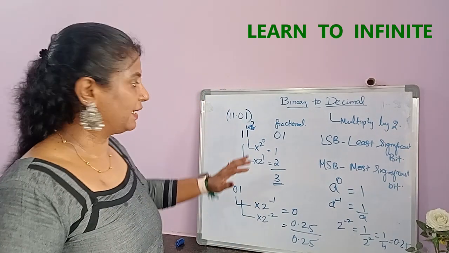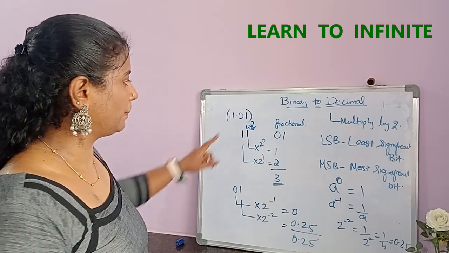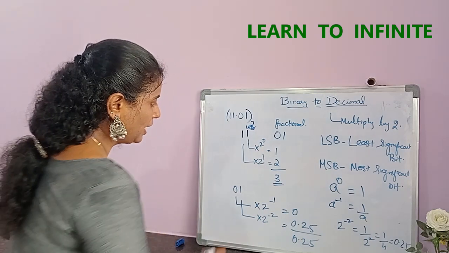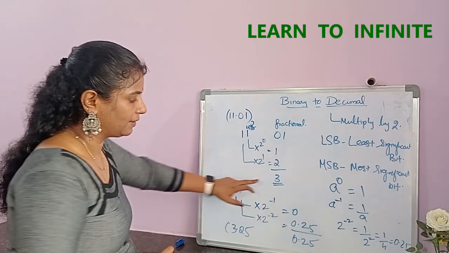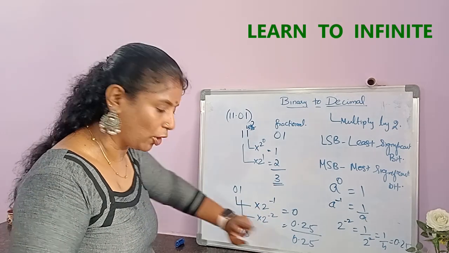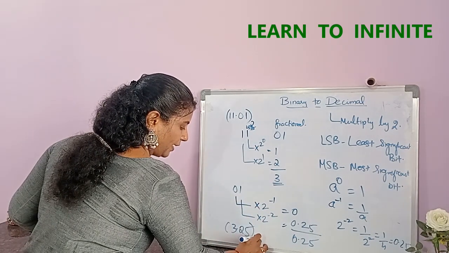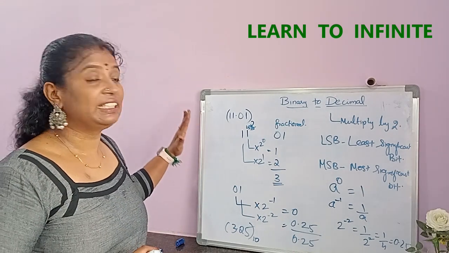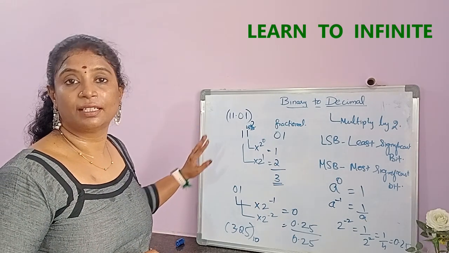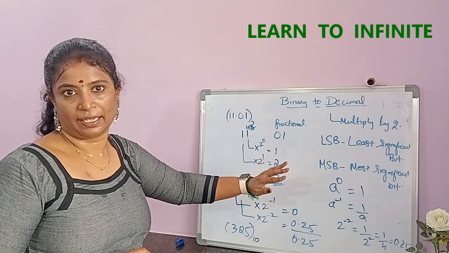So what will be our final answer for 11.01 to the base 2? When it is converted to decimal, your answer will be 3.25. First is your whole part, that is 3, and next is your fractional part, 0.25 to the base 10. This is my answer, right? So I think you would have a clear idea in converting the binary number to the decimal number.